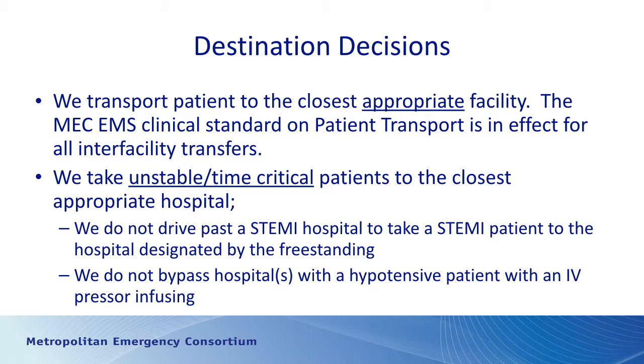We'll have a little further discussion in the next slide about the appropriate facility, but generally we take unstable time-critical patients to the closest appropriate hospital. We have had occasions recently where we drive patients who are unstable past more than one suitable hospital to get to the destination hospital. Our goal is to avoid doing that. We're in the time-critical transport business. Our goal is to get patients to the closest appropriate facility. With a time-critical diagnosis, time is important, so we should get them to the closest appropriate hospital.